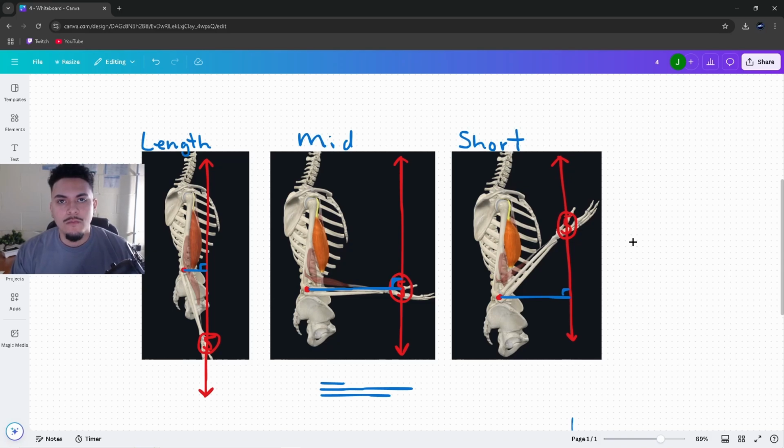Alright, so in this video we are going to go over why moment arms matter in exercise. In the previous video we went over what a moment arm is, and I showed you how to find a moment arm in particular exercises. So just a quick little recap.